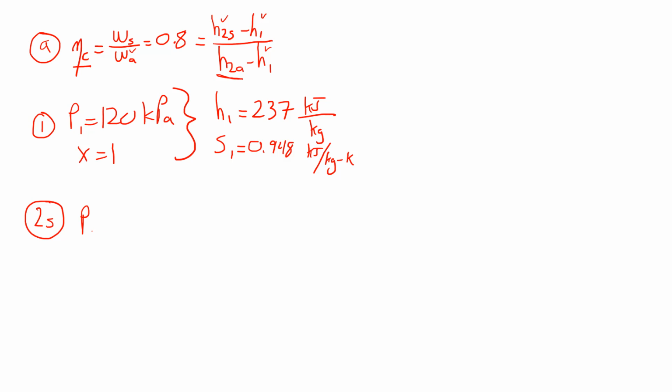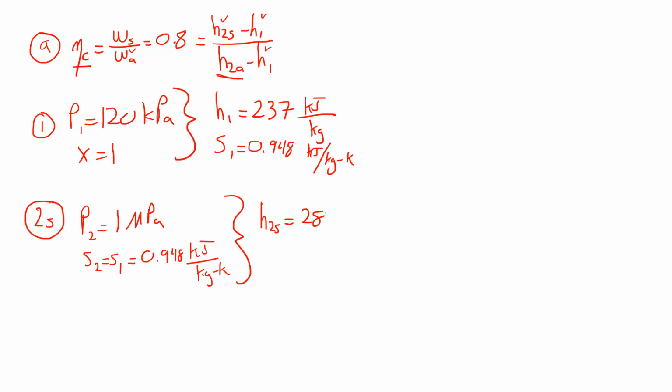State 2, right? The pressure coming out of the compressor, I always want it to be 1 megapascal, regardless of the efficiency. So what I would do is set the entropy at state 2 equal to the entropy at state 1, and use that value to get the enthalpy coming out of the compressor if it were isentropic. So that would be 281 kilojoules per kilogram. Now I'm going to get the temperature too, just to compare the isentropic temperature with the actual temperature.